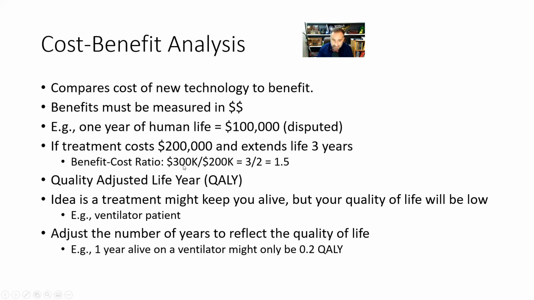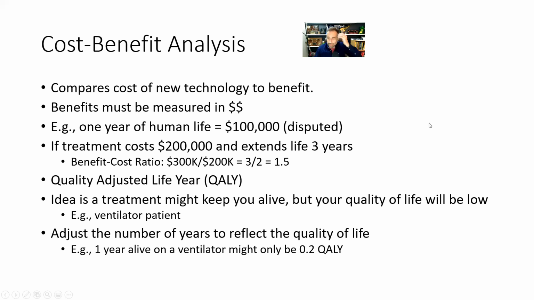You could then say, all right, well, the benefit isn't really $300,000. It's really, say, 0.2 times 3. So 0.6 years, because it's 0.2 per year. We have a 3-year extension. So if we have 3 years at a 0.2 quality, that's 3 times 0.2, which is 0.6, times $100,000 value. So 0.6 times 100,000 is $60,000, divided by the $200,000 cost. And now you have something less than 1.